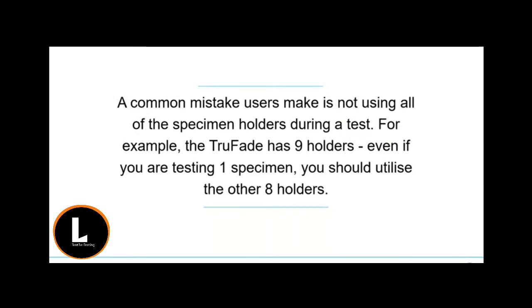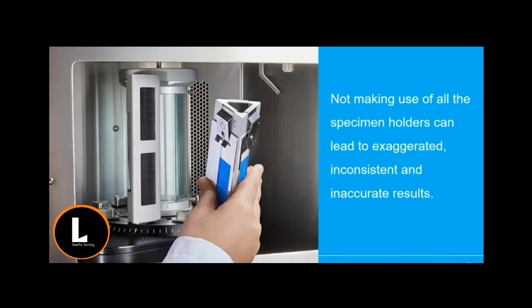Another common mistake users make is not using all of the specimen holders during a test. So for example, our True Fade at James Heal has 9 holders, and even if you're just testing one specimen, you should actually utilize all of the other 8 holders. The inside of the chamber is thermodynamic. So if you only have one sample, then this will absorb and reflect all of the light and heat, and the air will move differently too. And this can lead to exaggerated or inconsistent and ultimately inaccurate results.